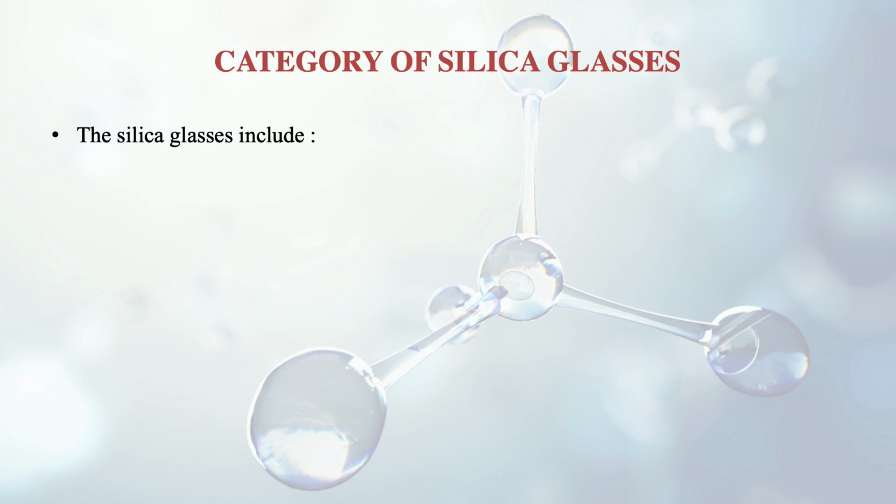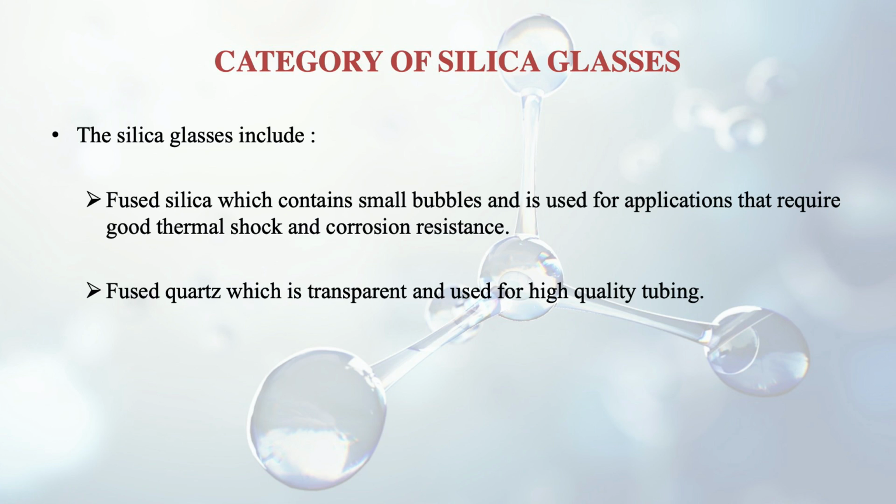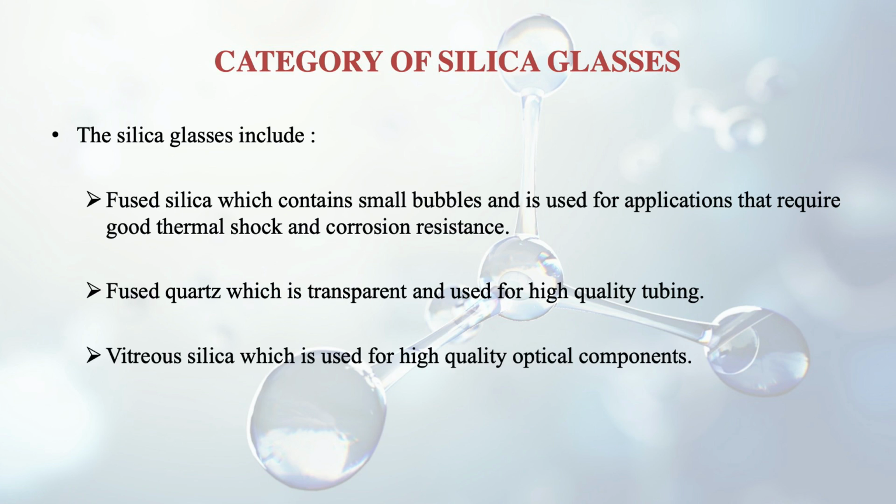After discussing the production of glasses, we will now see the category of silica glasses. The silica glasses include what? Fused silica, which contains small bubbles and is used for applications that require good thermal shock and corrosion resistance. So this silica glass is very good for thermal shock and corrosion resistance. We have read these things earlier. Fused quartz, which is transparent and used for high quality tubing, is also included under this category. And then vitreous silica, which is used for high quality optical components, like spectacles. So this falls under this category as well.